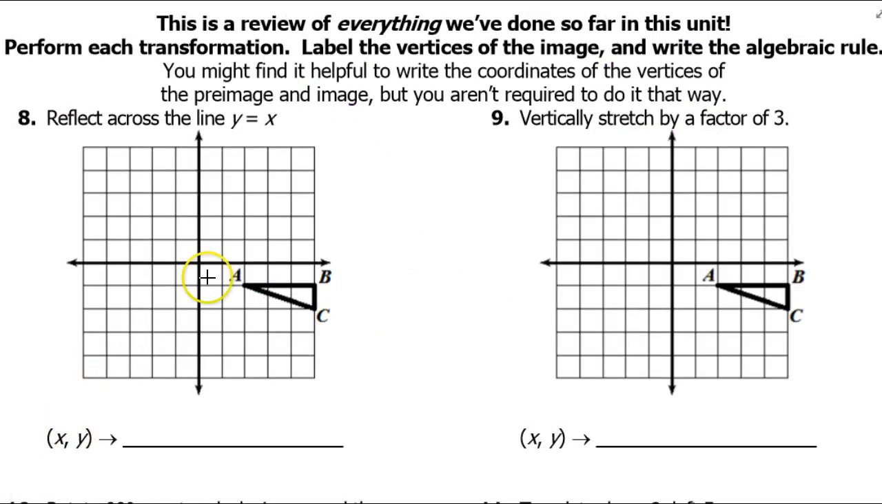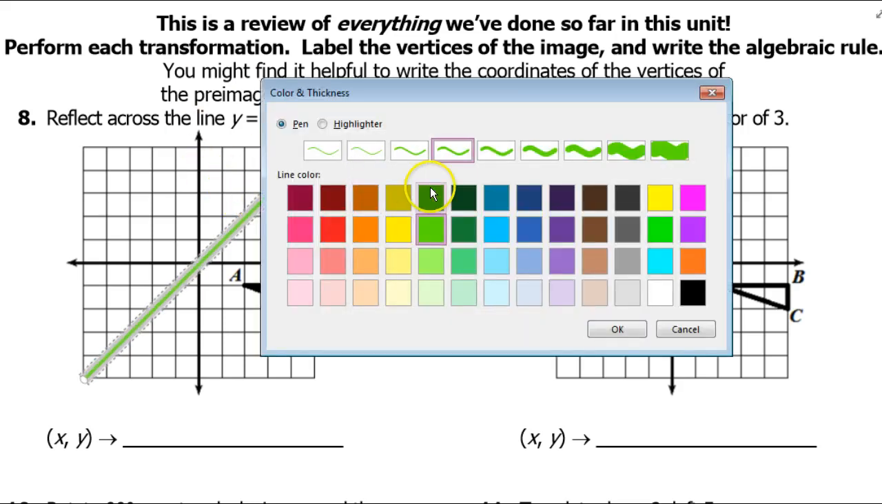The rest of these problems will be a review of not only dilations but rotations and reflections and even translations. So this will be a nice review. When we talk about the line y equals x, that is a diagonal line at a 45-degree angle going up 1, right 1. So this is the reflection line.